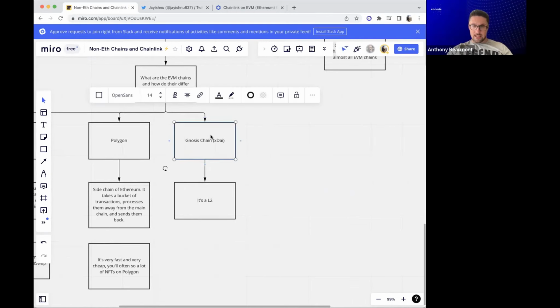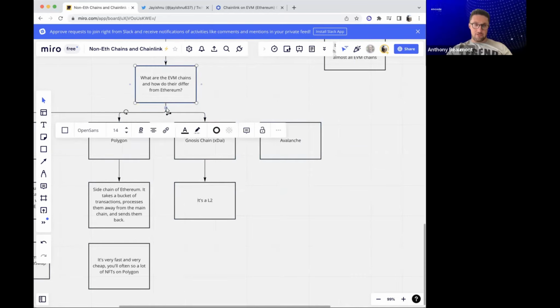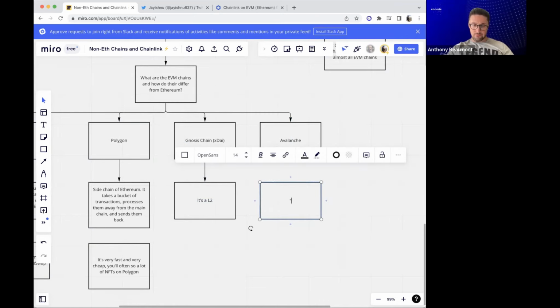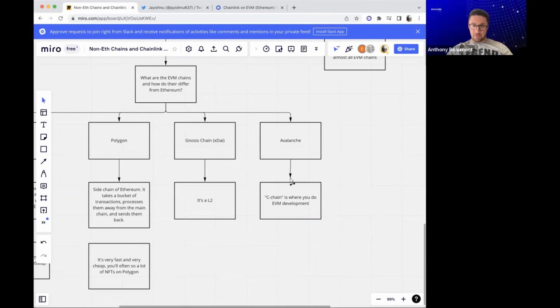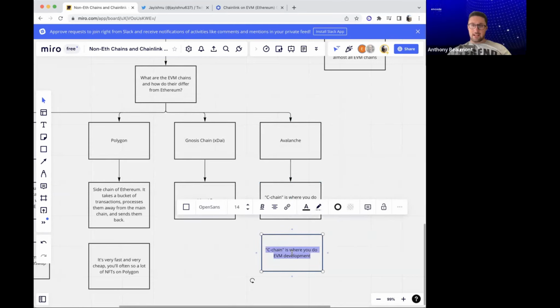Avalanche. Again, Danny, if you could perhaps find some of our Avalanche lectures and just drop them in here. So Avalanche, big fan. We're a big fan of Avalanche. I hope they're a big fan of us. So Avalanche are also an EVM, specifically the Avalanche C chain is where you do EVM development. Chainlink was a sponsor in our Avalanche Hackathon, for instance.